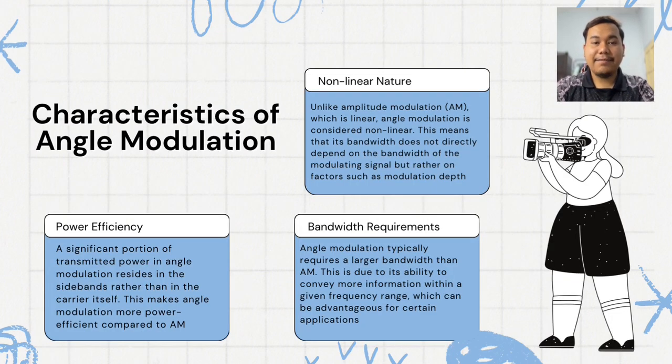Angle modulation has several important characteristics. First is nonlinear nature. Unlike amplitude modulation, angle modulation is nonlinear, meaning its bandwidth depends on factors like modulation depth rather than just the bandwidth of the baseband signal. Second is power efficiency. A significant portion of transmitted power resides in the sidebands, making angle modulation more power efficient compared to AM. And lastly, bandwidth requirements. Angle modulation generally requires a larger bandwidth but can convey more information within a given frequency range.